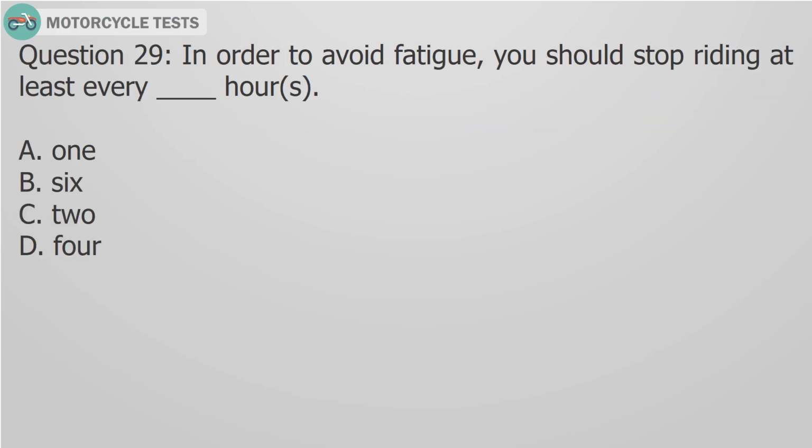Question 29. In order to avoid fatigue, you should stop riding at least every, fill in the blank, hours. A. 1, B. 6, C. 2, D. 4.